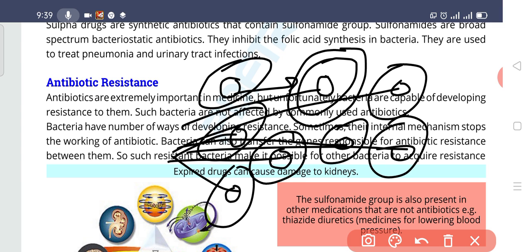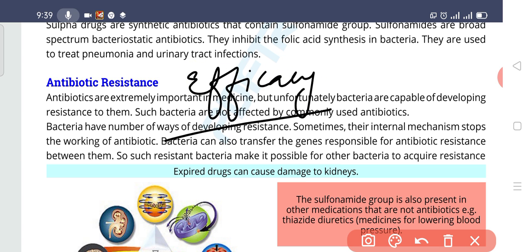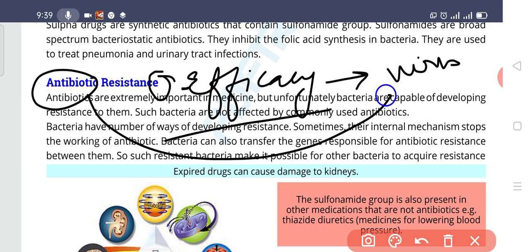The second reason for antibiotic resistance is efficacy. Sometimes it happens that a patient takes an antibiotic which has zero efficacy against a virus. It means that this antibiotic is not going to work, 0% efficacy against the virus. It is not going to kill the virus, but still we give this antibiotic, so it also results in resistance.